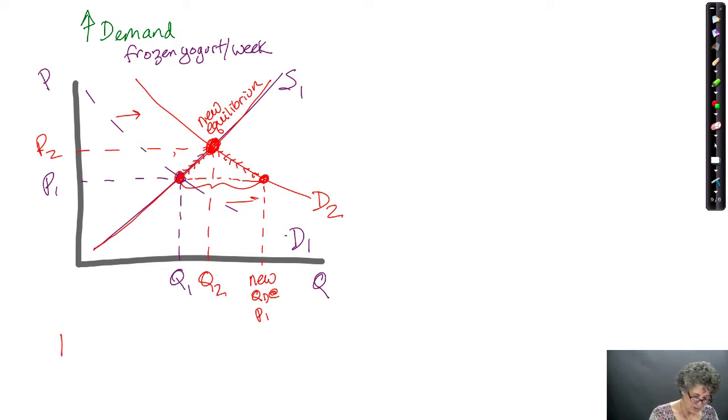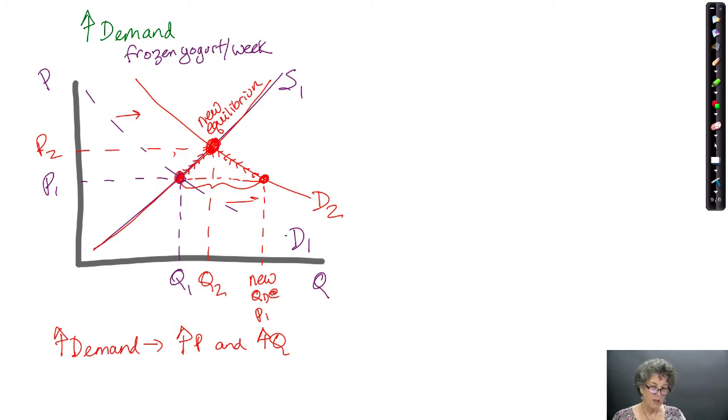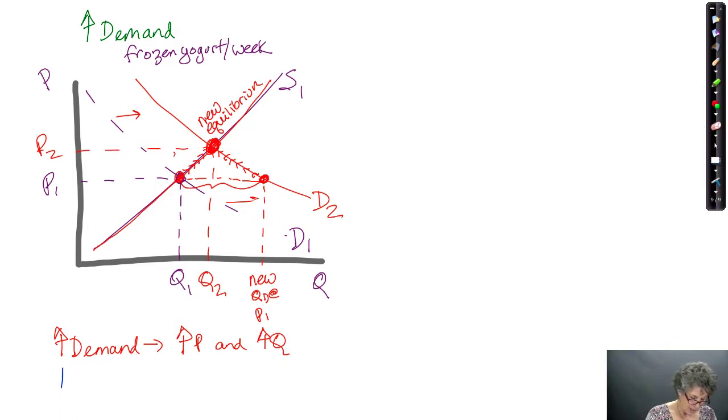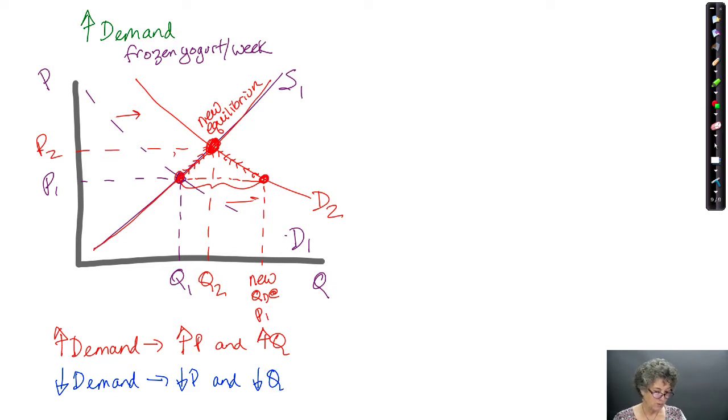So when there's an increase in demand, when the entire demand curve shifts to the right, we wind up with an increase in price and an increase in quantity in the equilibrium. If there's a decrease in demand, I'm not going to draw it because I've been here now for almost an hour. If there's a decrease in demand, it would give us a decrease in price and a decrease in quantity, comparing the new and the old equilibriums.